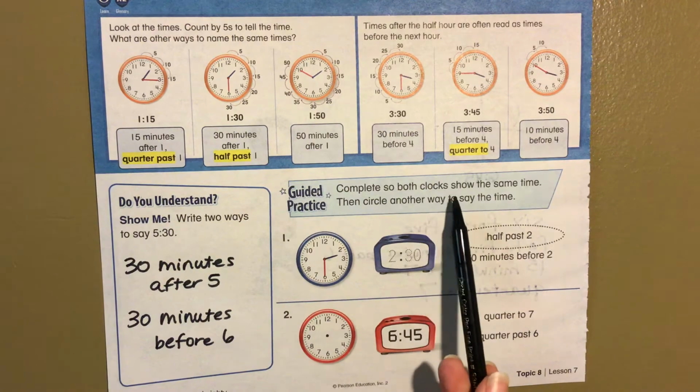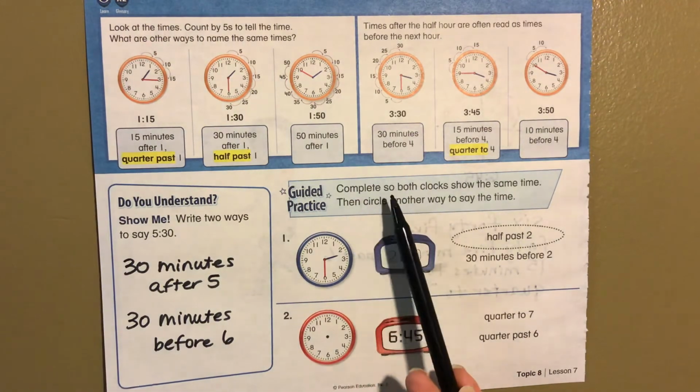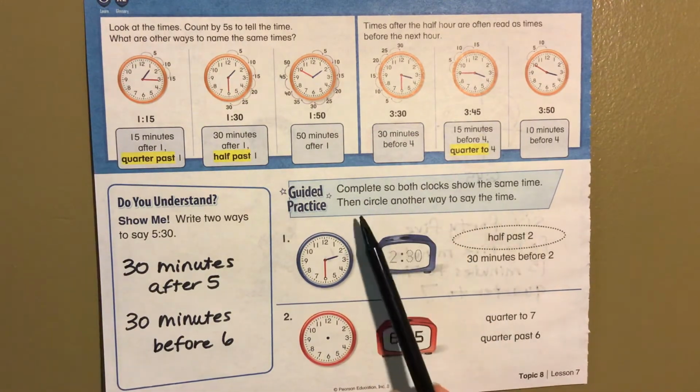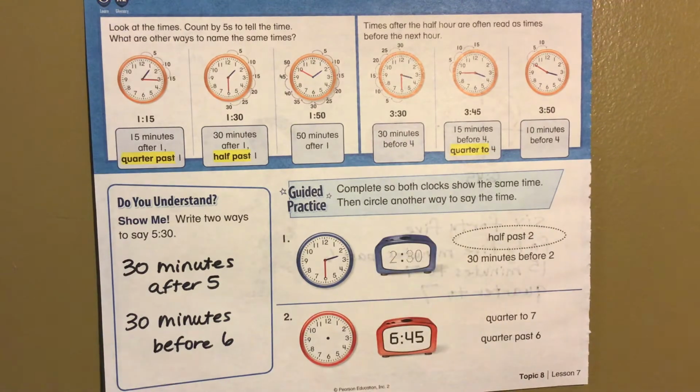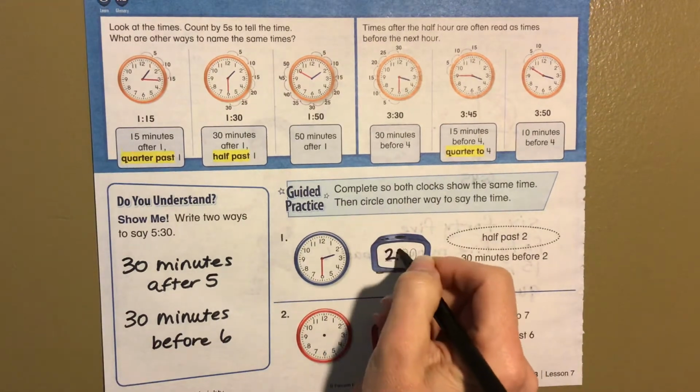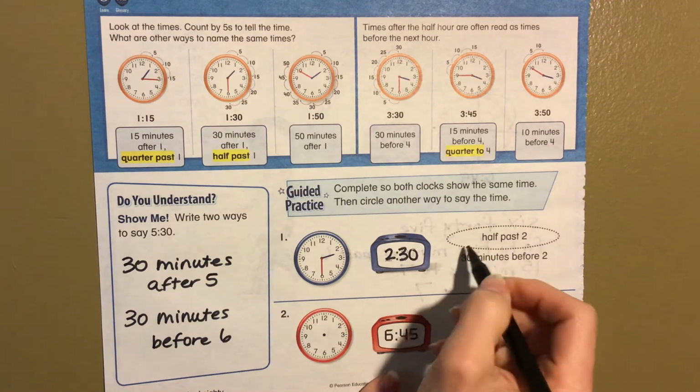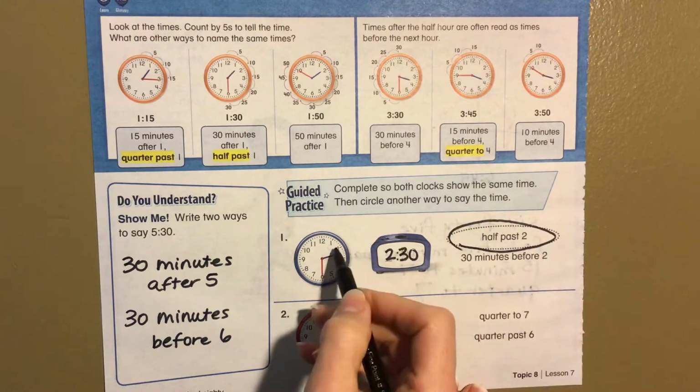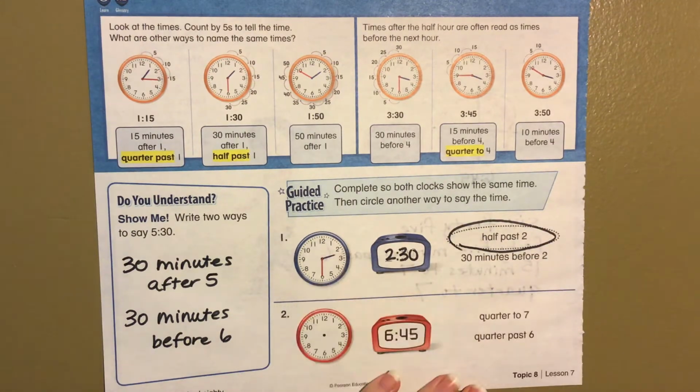Complete both clocks. So both clocks show the same time. Then circle another way to say that time. So this is 2:30. This is also 2:30. Another way to say 2:30 is half past 2 because you're halfway past 2 on the clock.